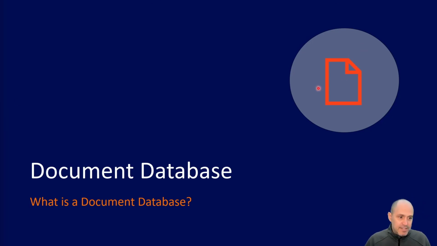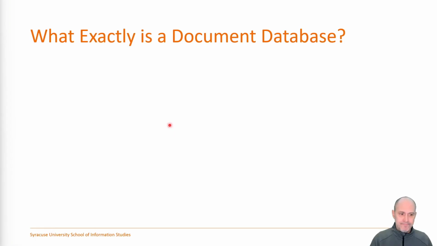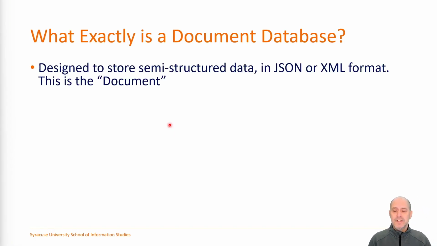First things first, what's a document database? What is this all about? So a document database is designed to store semi-structured data. Normally it's going to be in JSON format. It could also be in XML format. The MongoDB platform really emphasizes JSON as its document format. The semi-structured JSON data is the document.